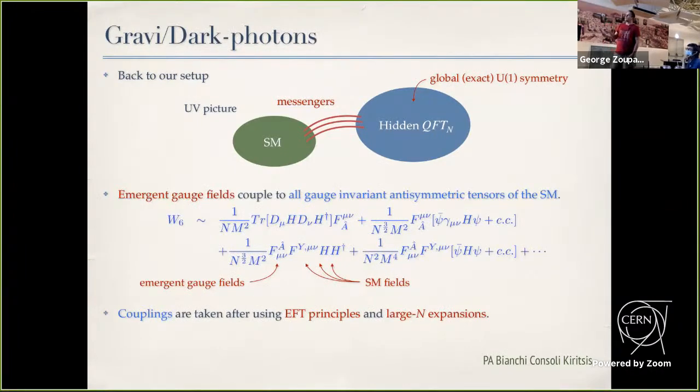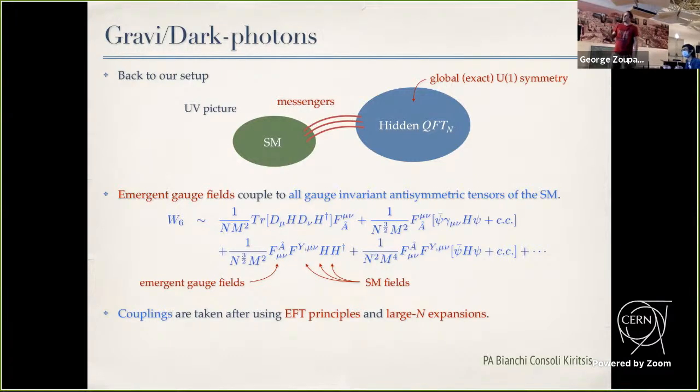If we work out the effective action for these fields, then in principle these emergent gauge fields can couple to all invariant antisymmetric tensors of the standard model. So in general, at lowest level, sixth order, you can write these terms here. And here you can see that all of them are of the same form. Here is the field strength of the emergent gauge field, and here we have standard model fields. This is the Higgs. These are fermions of the standard model, and so on.